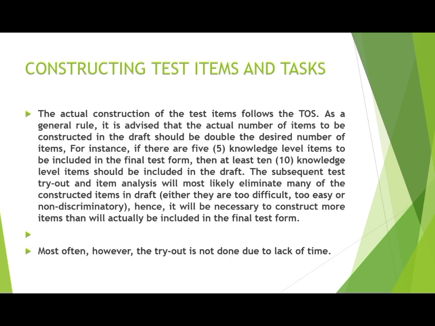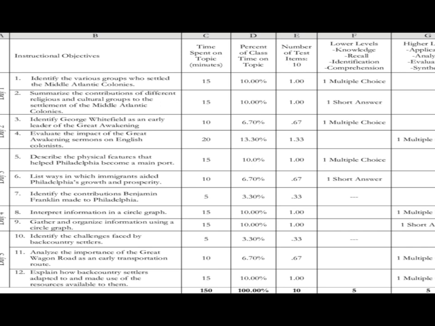So, that is constructing test items and tasks. Then next, guys, is the TOS or Table of Specification. It includes the instructional objectives, the time spent on the topic, the percent of class time on the topic, the number of items, then the lower level knowledge, recall and identification, comprehension, and so on. That is an example of a TOS. If you don't understand, you can just do research on Google.